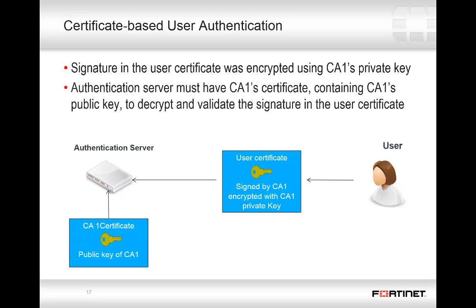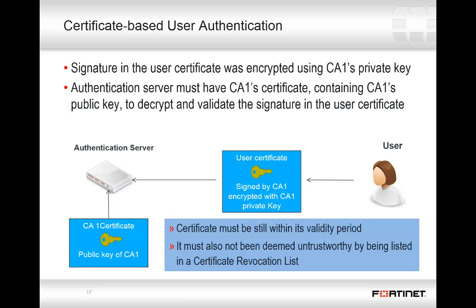The authentication server must trust the CA. In other words, it must have the CA certificate of the CA that has signed the user certificate. That CA certificate contains the CA's private key, so the authentication server will use the CA's private key to decrypt and validate the signature in the user certificate.